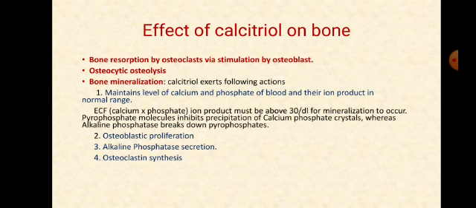Vitamin D3 also ensures osteoblastic proliferation and thereby bone formation is enhanced. Alkaline phosphatase secretion I have already mentioned, and osteocalcin synthesis. So, bone resorption as well as bone formation are both actions of vitamin D3, but the main purpose of all these processes is to maintain blood calcium level. Blood calcium level must not fall below the normal range. This is ensured by parathyroid hormone as well as vitamin D3.